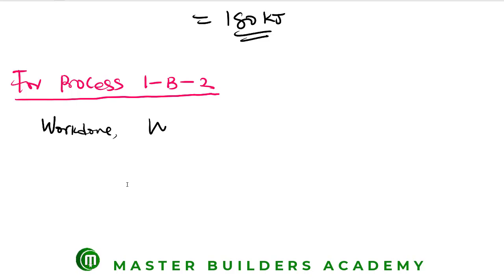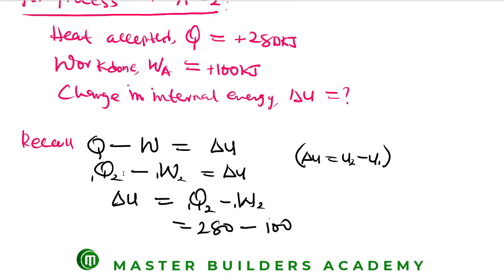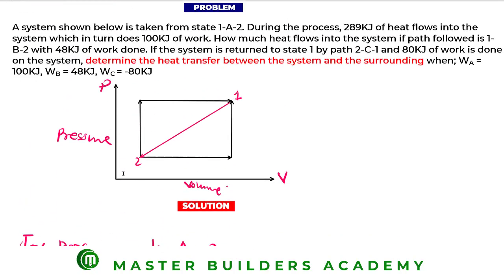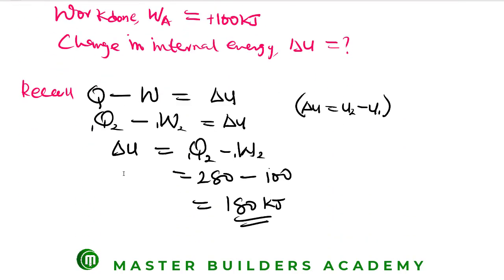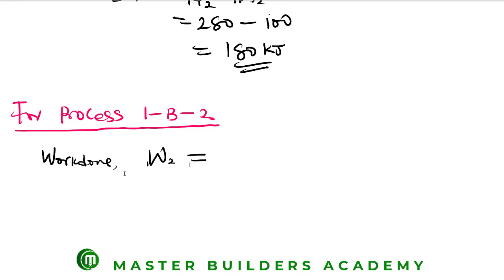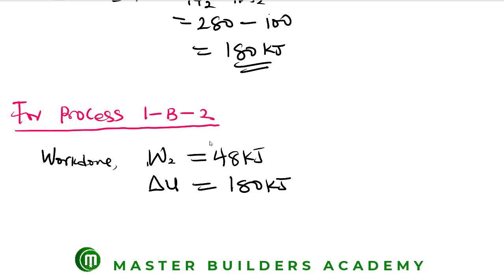Work done between 1 to 2 again on part B is given as, now if we scroll up, we will find out that the value is given as 48 kilojoule, right? So we just put in the value here, 48 kilojoule. This is the work done. And then don't forget that the change in internal energy is already known as 180 kilojoule. Why are we leaving this as 180?